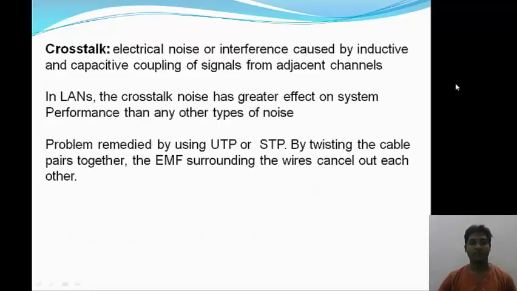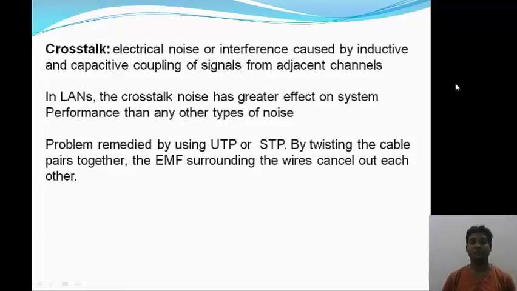Let us see what crosstalk is. It is an electrical noise or interference caused by the inductive and capacitive coupling of signals from adjacent channels. I will explain with a detailed diagram. In local area networking, that is LAN, crosstalk noise has a greater effect on system performance than any other type of noise. The problem is remedied by using UTP or STP, twisting the cable pair together.